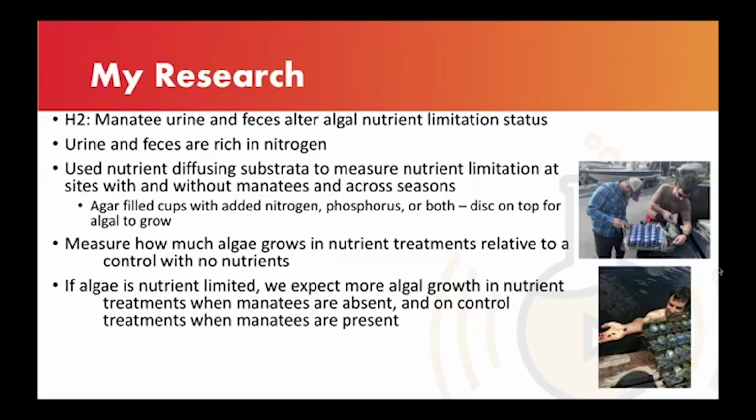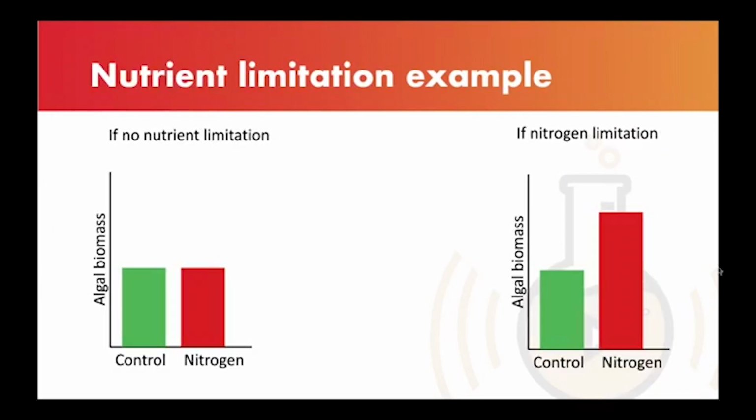What we wanted to do was measure how much algae grows in the nutrient treatments relative to the controls with no nutrients. And so what we expect is that if algae is nutrient limited, we expect more algae growth in nutrient treatments when manatees are absent, and on the control treatments when manatees are present. Hopefully this wasn't too much right now. I'm going to try to break it down a little bit more clearly in the next slide of how we expect this to work out. So we'll go on to the next slide now, the nutrient limitation example.